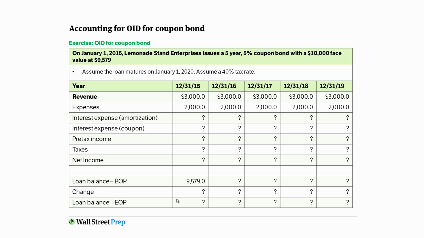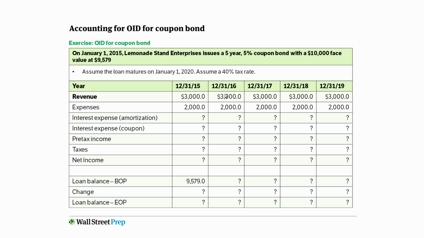Now let's go through an exercise where it's an original issue discount, but there is a coupon payment as well. On January 1st, 2015, Lemonade Stand Enterprises issues a 5-year 5% coupon bond with a $10,000 face value and $9,579. So here the difference is there's a 5% coupon and there's still a bit of a discount being issued. Make the same assumptions about the loan maturing January 1st, 2020, assume a 40% tax rate.